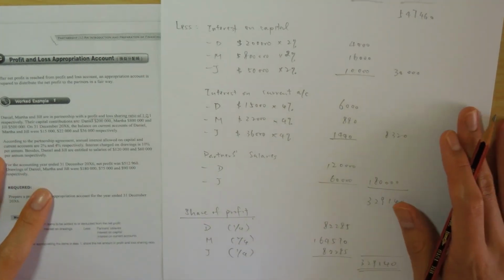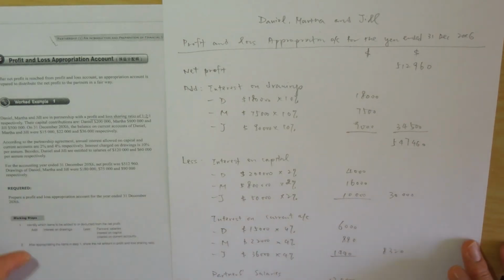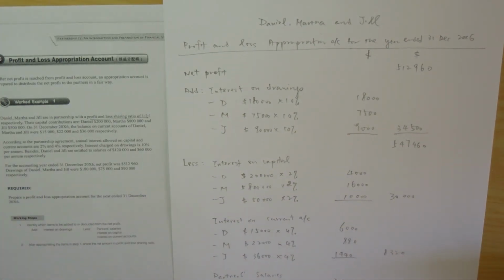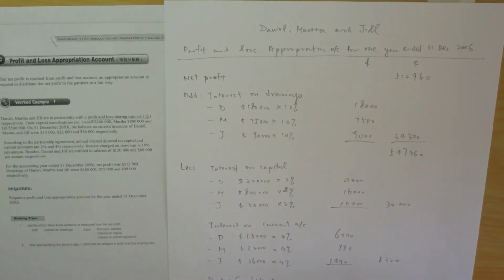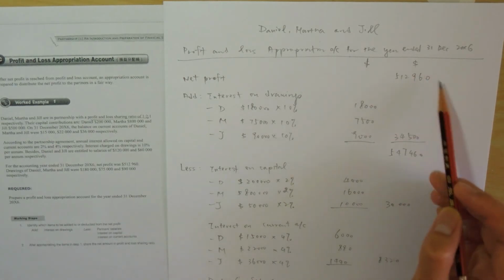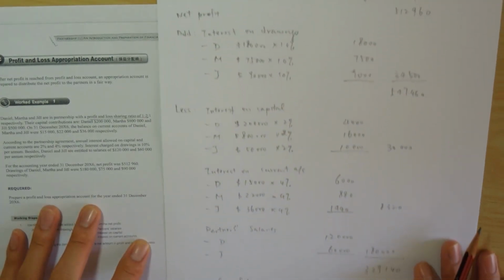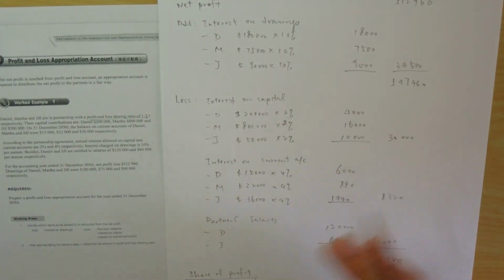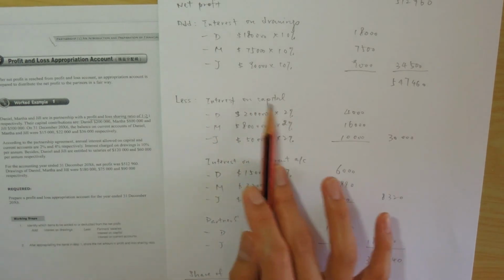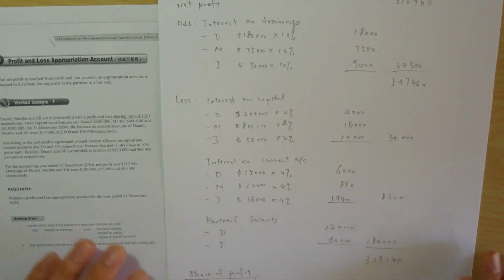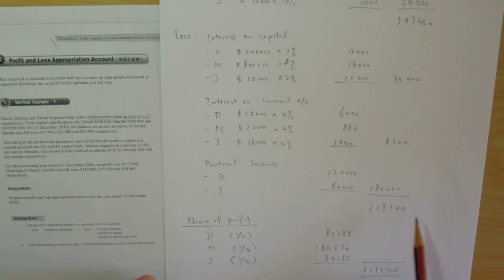Okay, this one is work example 1 of Turbo Business Financial Accounting Chapter 9. So remember, to prepare the appropriation account, you need to have the net profit, then add interest on drawings and then deduct 3 parts. If you don't have one of these parts, just simply skip it: interest on capital, interest on current account, and also partners' salaries. And then we have to share the profit, based on the profit and loss sharing ratio. Okay, and you got the same amount here.